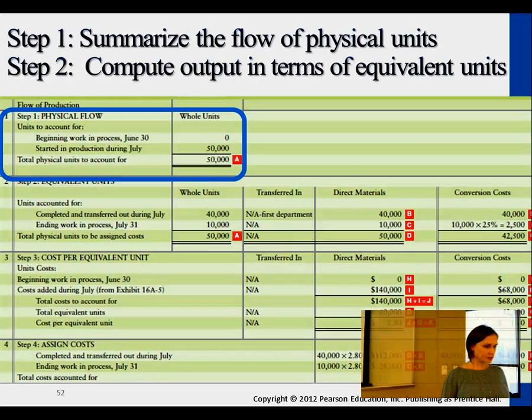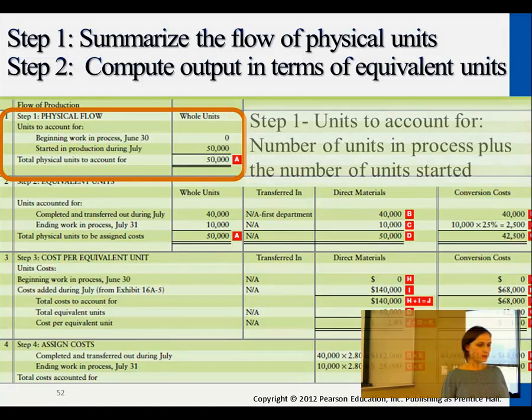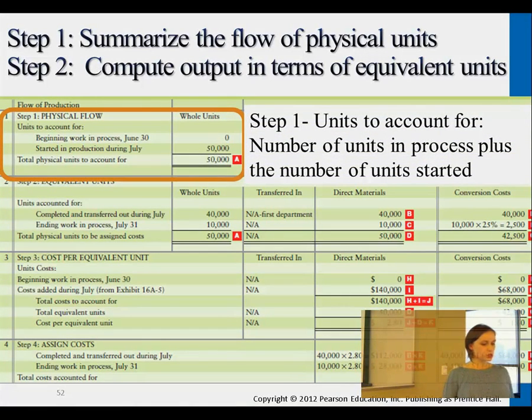Okay. So let's look in a little bit more detail. Step 1, we just said, was to summarize the flow of physical units. Units to account for include all the units that are still in process at the very beginning of the work in process. For us, it's June 30th. In this example, we had no beginning units, it's 0, and then 50,000 we started in production during July.